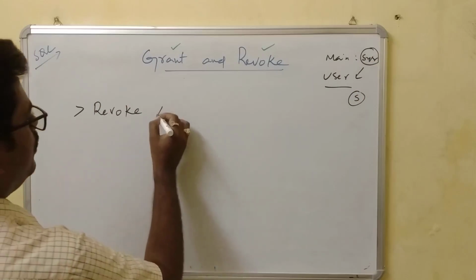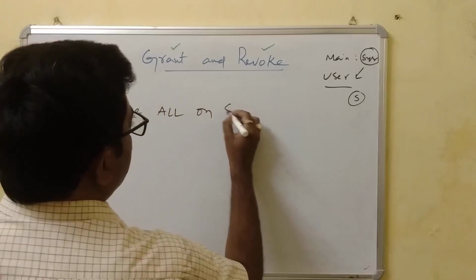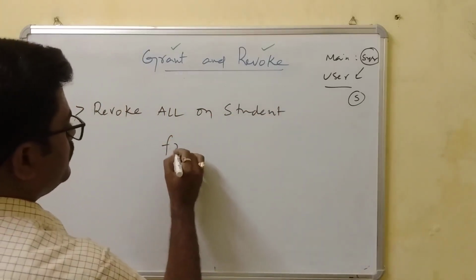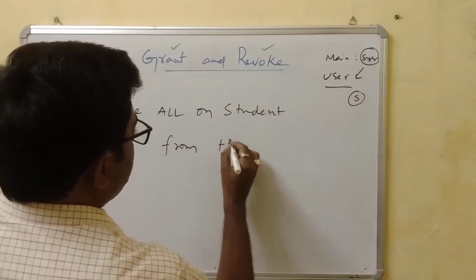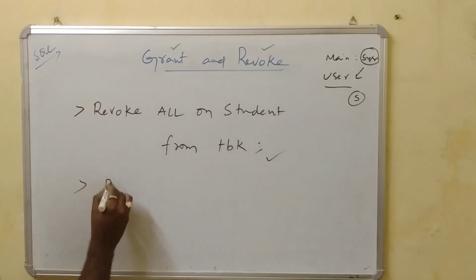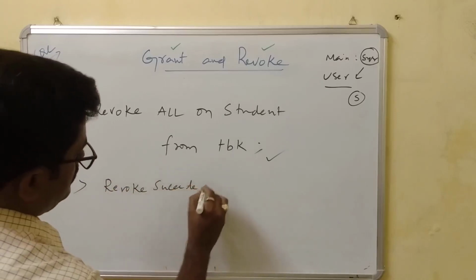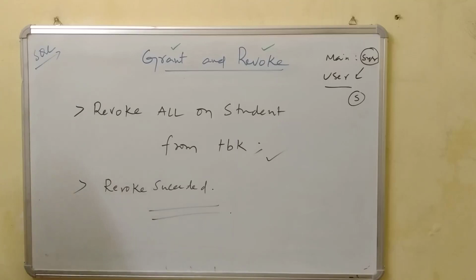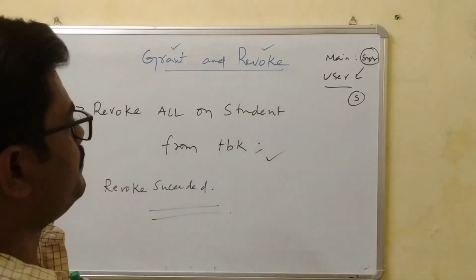So revoke all on student from user. Who is the user? TBK. This is going to say that revoke succeeded. So whatever permission we had given to the user, that is being taken back.